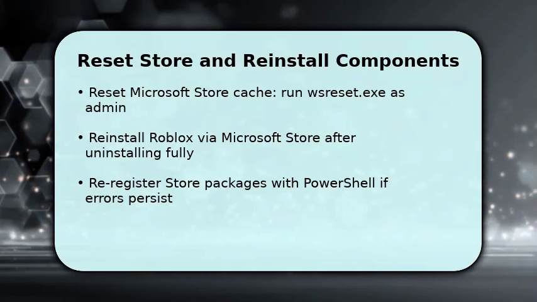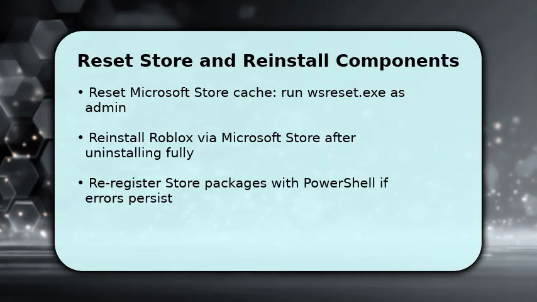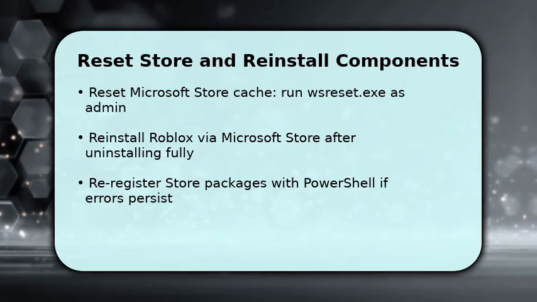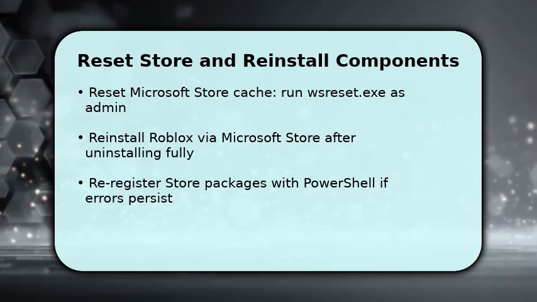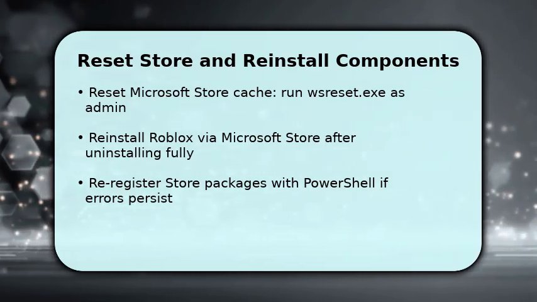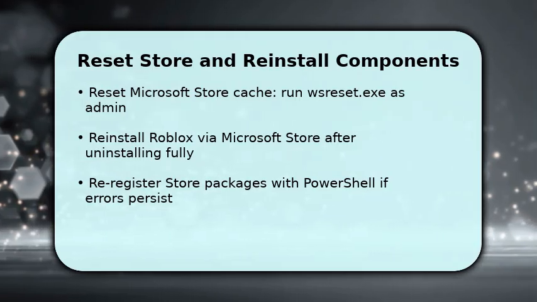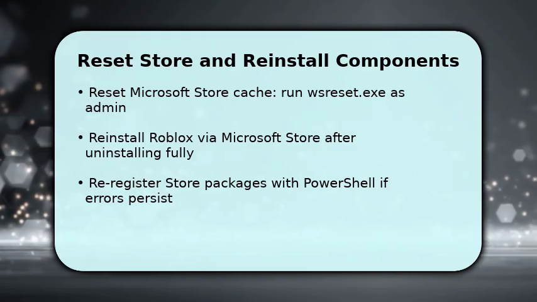Next, you clear the store state and refresh its components. Run WSReset.exe as an administrator to wipe the store cache, and then fully uninstall Roblox from settings. Don't just remove the shortcut. Once removed, reinstall Roblox from the Microsoft Store. This forces a fresh UWP package install and corrects broken dependencies.